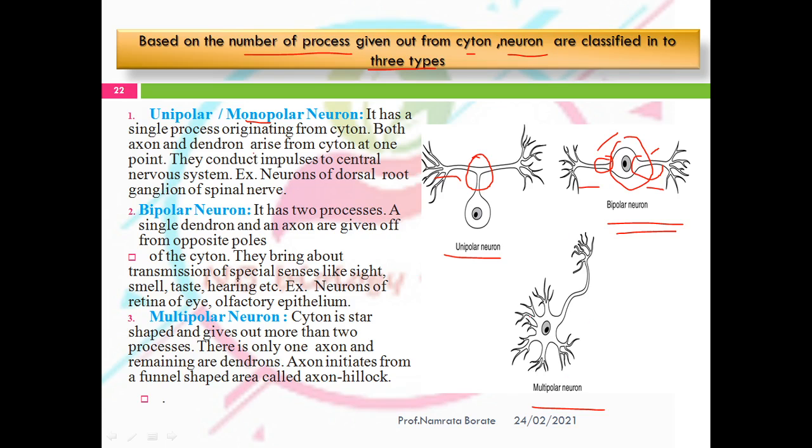The third type is the multipolar neuron. The cyton is star shaped and gives out more than two processes. There is only one axon, and the remaining processes are the dendrons. The axon initiates from a funnel-shaped area called the axon hillock.